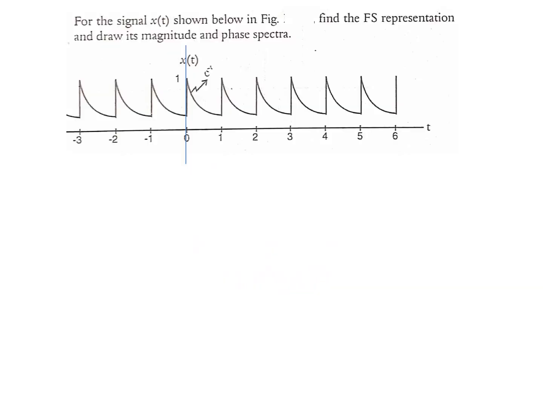To start with, for the signal shown on the screen, find for the signal x of t the Fourier representation and draw its magnitude and phase spectra. That is, you first find the complex Fourier coefficients, then find the magnitude spectrum out of it and also the phase spectrum. Let us see how we can proceed on this.